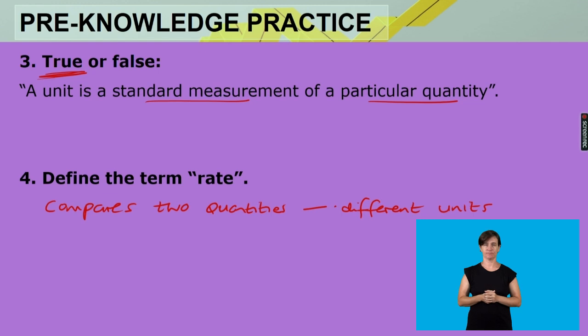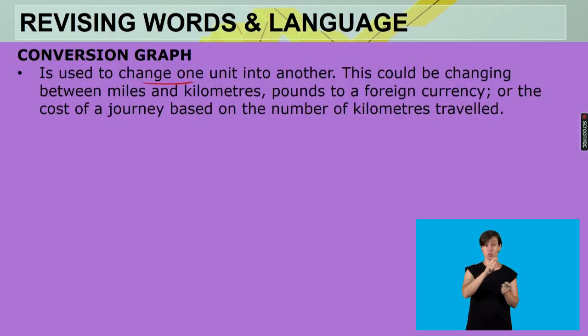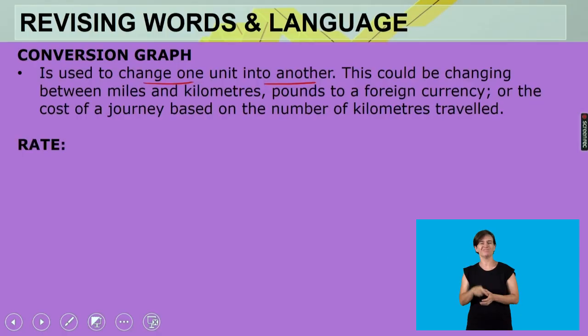Now let's look at some other important terminology that you should know. A conversion graph is used to change one unit into another. This could be changing, for example, between miles and kilometers, or pounds to a foreign currency, or the cost of a journey based on the number of kilometers traveled. That is a conversion graph.